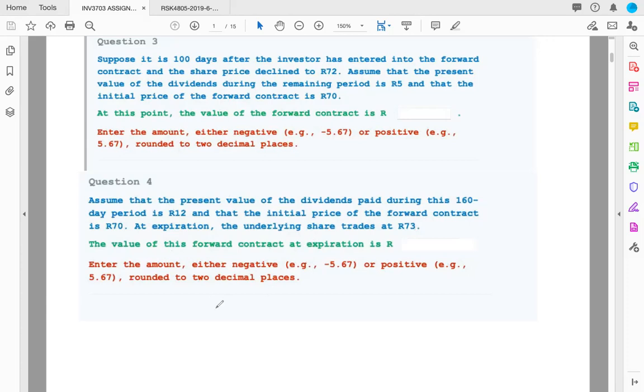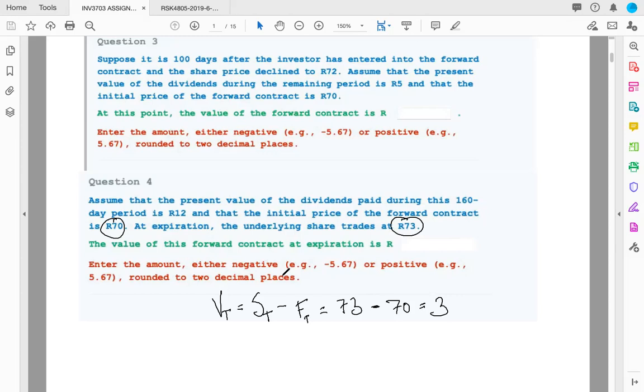The value of a forward contract at expiration is very simple. This is at the end of the contract, right, at expiration. If you're asked to determine the value of a forward contract at expiration, you simply take the spot price minus the forward price. That's all. You simply take the price the share is selling at expiration minus the initial forward price that you will have calculated at the beginning. In this case, we're just told to assume it's 70. So this is really simple. These are simple marks.